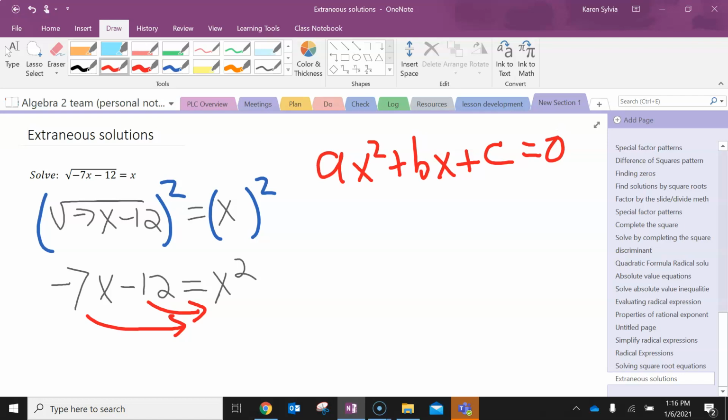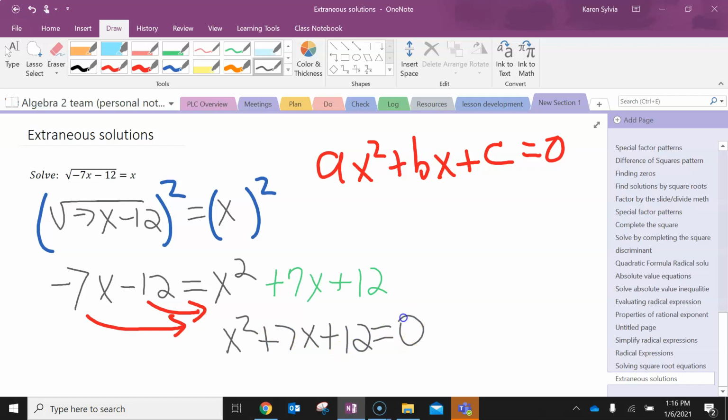I'm going to move the negative 7x to the other side. That's going to give me a positive 7x because I'm moving from side to side. And my negative 12 from the left side to the right side is going to give me a positive 12 because I moved from one side of the equal sign to the other. So now I have an equation of x squared plus 7x plus 12 equals 0.